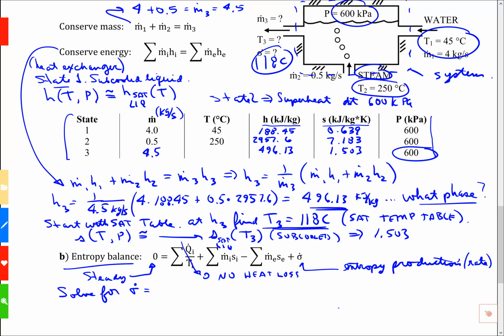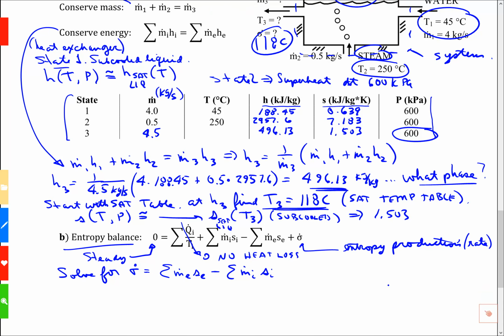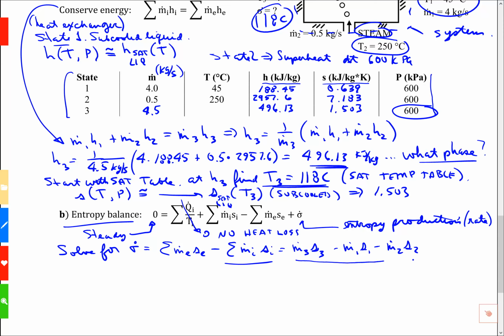I'm going to have the sum of the exit m dots times the exit entropies minus the sum of the inlet m dots times the inlet entropies. And we could write that out in terms of, there's a single exit term, that's going to be m dot 3 s3, and there's two inlet terms. One of them is m dot 1 s1, and the other one is m dot 2 s2. So those are both subtracted. All right, I've got all these quantities. I can turn the crank now.